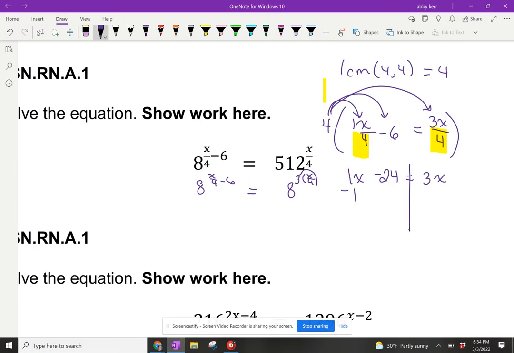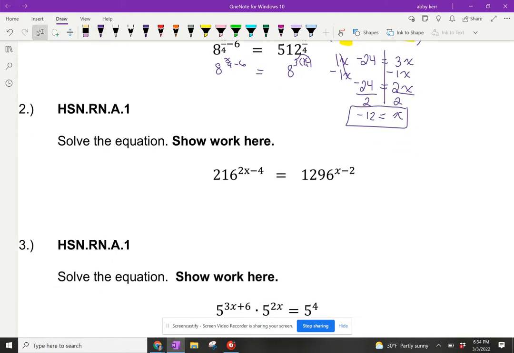Now we need to move the variables over to one side. We're left with negative 24 equals 2x, which ends up being a one-step equation. So here we have x equals negative 12.